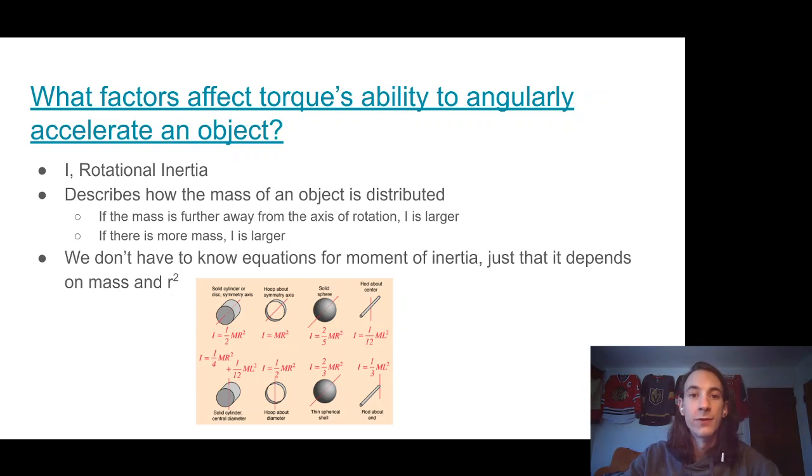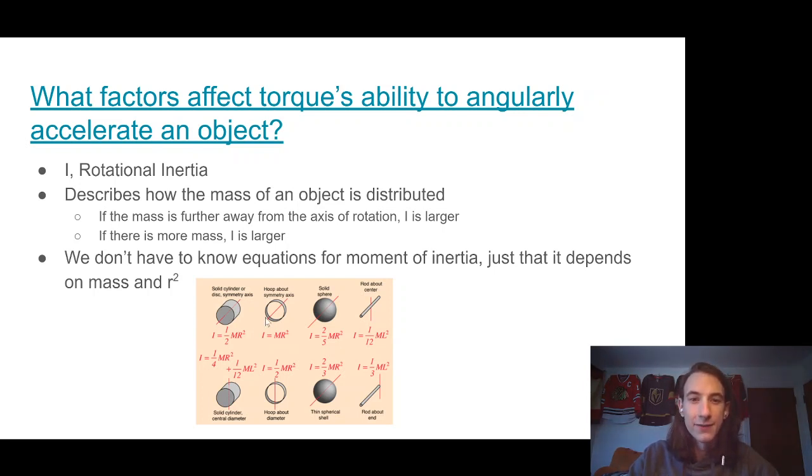And if the mass is further away from the axis of rotation, that means we have a larger rotational inertia. So we talked before, we said different objects have different distributions of mass, which means they have different rotational inertias. We looked at these common shapes, and they all have a different coefficient in front. But what's similar is they all have mass times r squared, the distance from the pivot point squared.